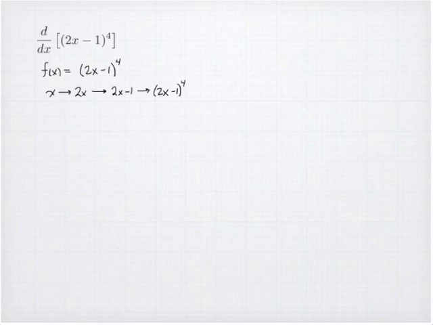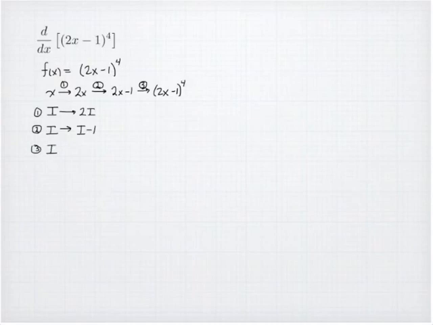If I thought about that as a composition of functions, what I'm doing is, in the first step, I'm taking an input and I'm doubling it. In the second step, I'm taking my input and I'm subtracting 1. In the third step, I'm taking my input and I'm raising it to the fourth power.